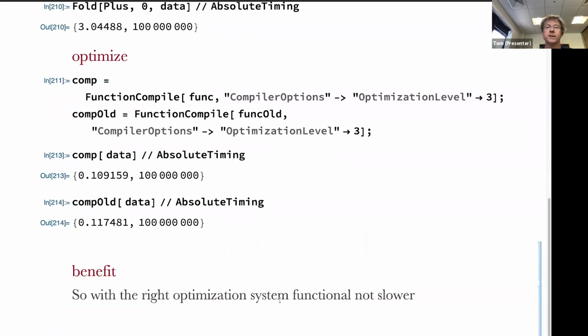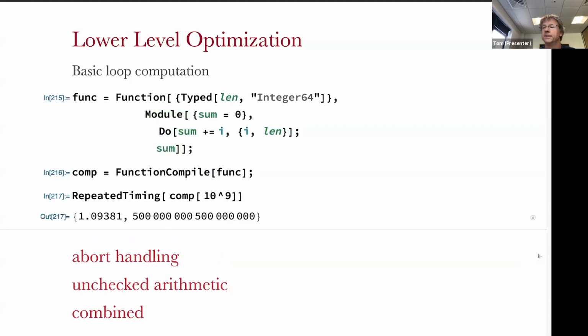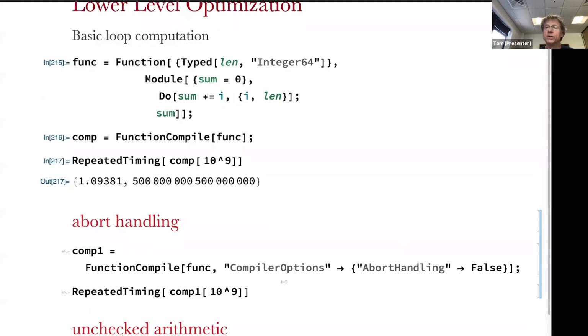So with the right optimization system, the functional is actually winning out, and it's much better to write. So here's another lower level optimization. This is talking about loop optimizations. So again, I've got some code, there's a loop here, and we do repeated timing, and this runs at a certain speed. So we can do some things, we can relax some things.